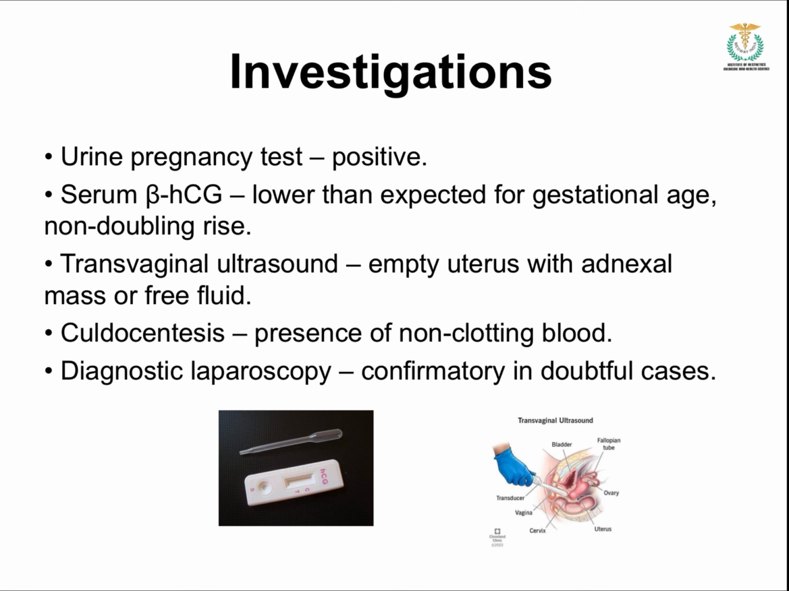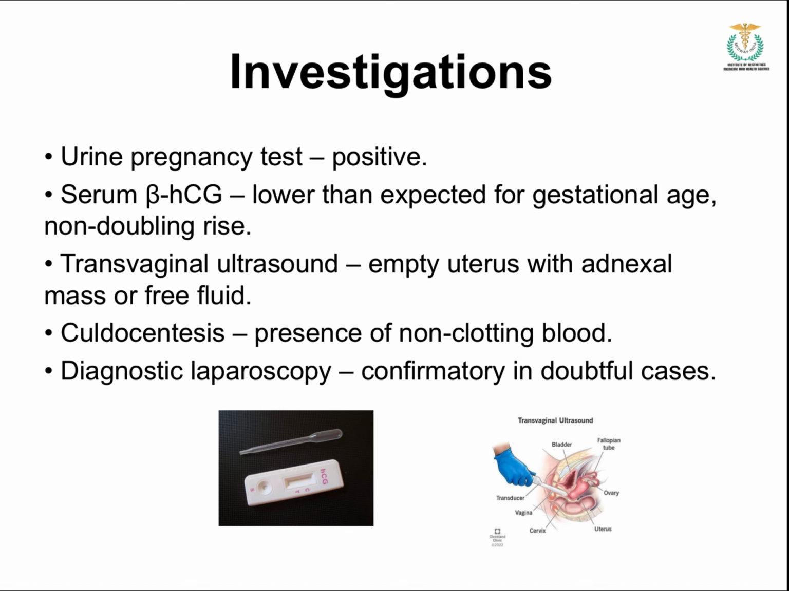First one is urine pregnancy test, which will be positive in ectopic. Second, you can go for serum beta HCG. In ectopic pregnancy, the rise is slower than the normal. So doubling every 48 to 72 hours is expected in intrauterine viable pregnancy. But in ectopic pregnancy, serum beta HCG will be lower than the expected for gestational age. There will be no doubling rise. And serial beta HCG will also help us to decide the expectant versus the medical therapy. So that is the second thing you can do.